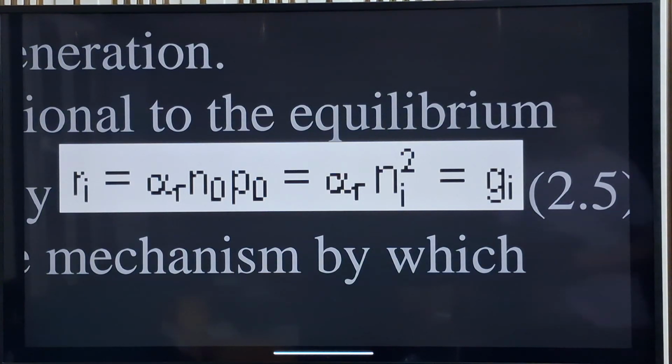What is to be noted here is that we know that N naught into P naught is equal to Ni squared. For an intrinsic semiconductor, we are well aware that the number of electrons is equal to the number of holes, which we know is the intrinsic semiconductor density, or Ni. Now, if we multiply N with P, we should technically get Ni into Ni, or Ni squared. And since the rate of recombination is equal to the rate of generation, we can also write that it is equal to Gi. So hopefully I'm able to explain this formula.